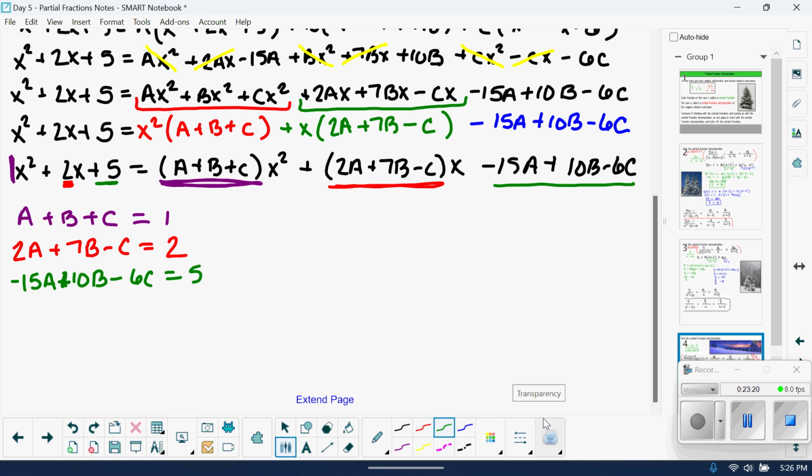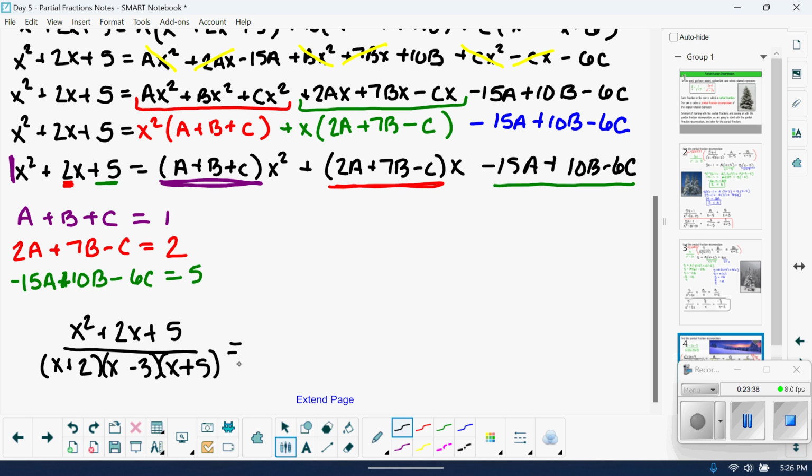So we can go back to our original problem, which was x squared plus 2x plus 5 over x plus 2, x minus 3, x plus 5. And we can substitute in A was a negative 1/3. That was over x plus 2. B was 1/2. That was over x minus 3. And C was 5/6. That was over x plus 5.